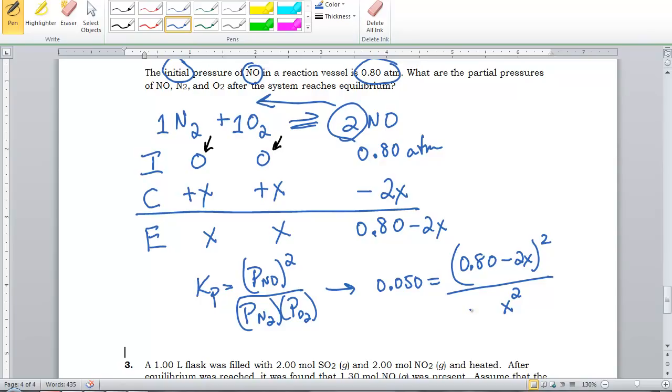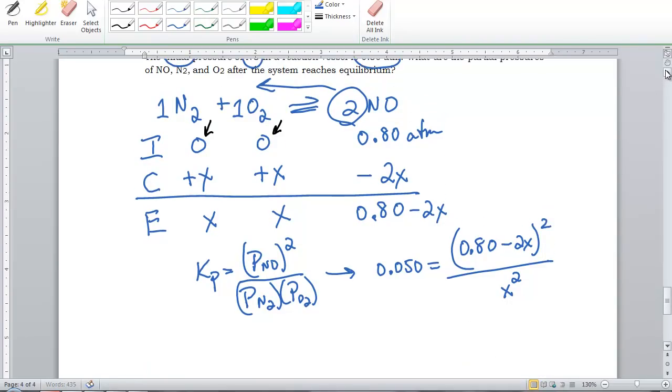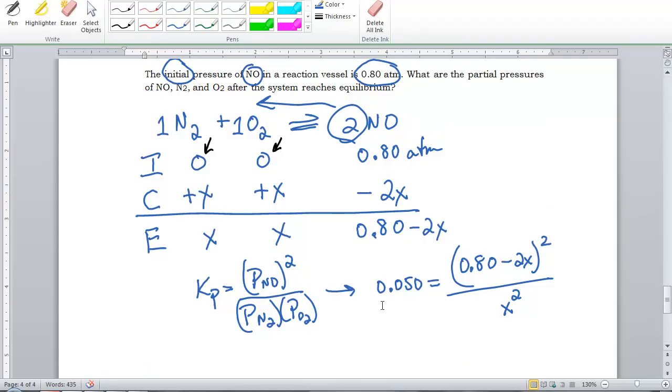Now, this one, though, there is another way we can simplify this so we don't have to solve a quadratic. And it's not the assumption that we made in problem 4. Okay? The assumption in problem 4 was based on the magnitude of K. This K is not small enough to make any kind of assumption. Plus, we don't have an initial amount of reactant. It's just not going to work here. So this is not an assumption. This is just a simplifying math calculation.